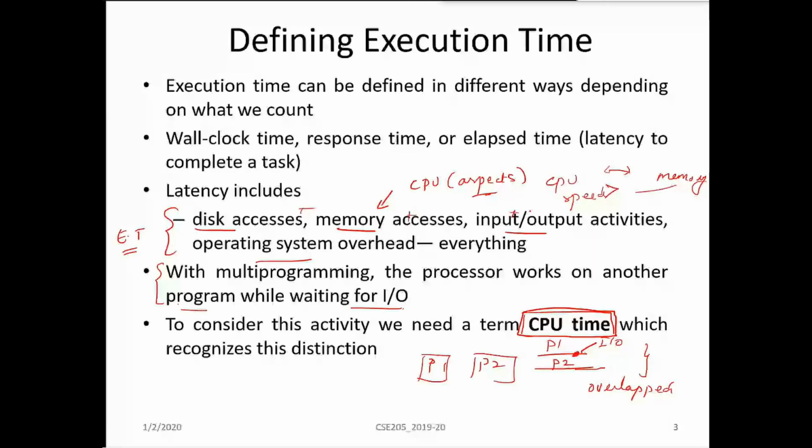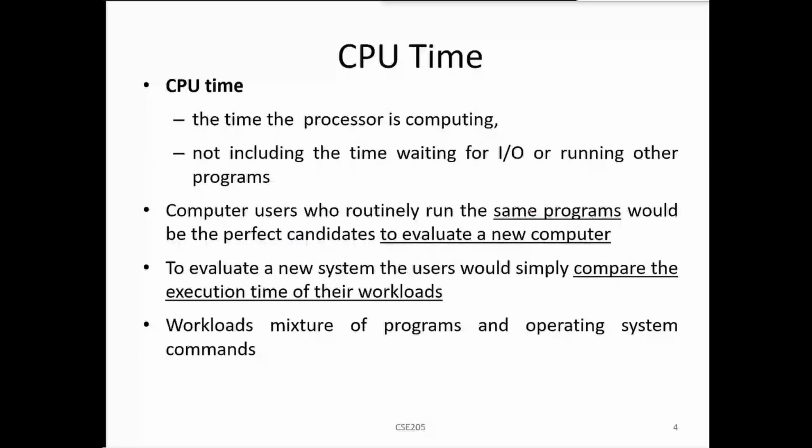The CPU time is the time the processor is computing. It does not include the time waiting for IO or other running programs. Okay, so only with this can we estimate the performance of the processor.